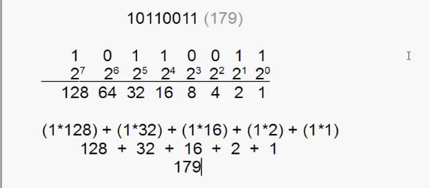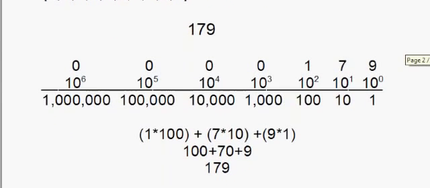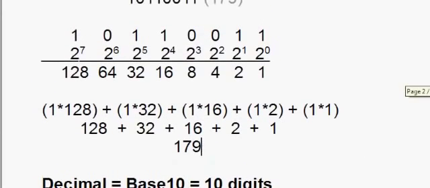All right, and that's it. That's essentially it. That is the counting system for binary, right? There it is in decimal, and here it is in binary.